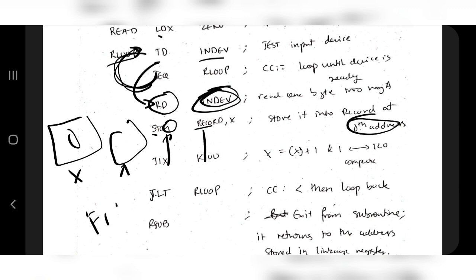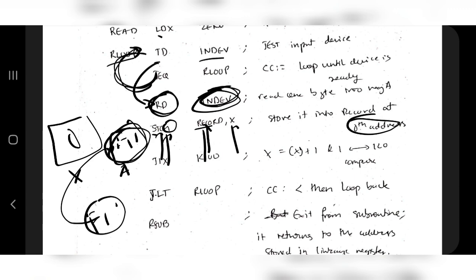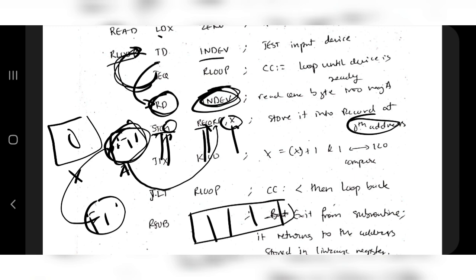What is present in register A will be stored in record at the X position. So what is stored in register A? I have read the value of indev, which is F1, and that is stored in register A. STCH means store this value into record at the Xth position. Record is nothing but a 100 byte array, because I had shown you what record means: a reserved byte of 100. So in the X location, X value is 0, so at the 0th location, what will be stored is F1.